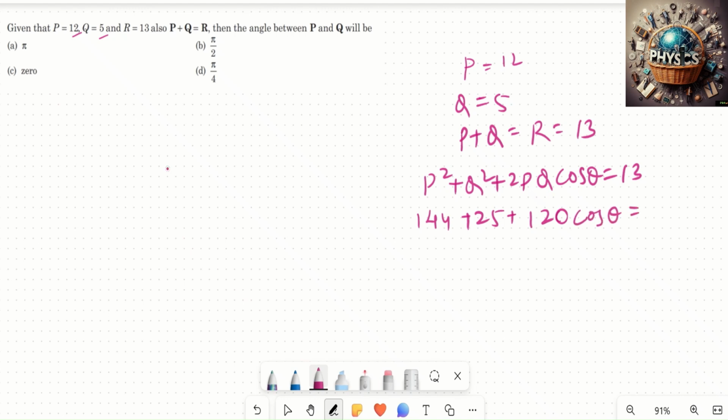is equal to this square root, which will also be 13. Now I remove the square root, so it becomes 169. This means that 120 cos theta is equal to 0, because 144 plus 25 is 169, so the rest is 0. So theta is equal to 90 degrees. 90 degrees is pi by 2, so pi by 2 should be our answer.